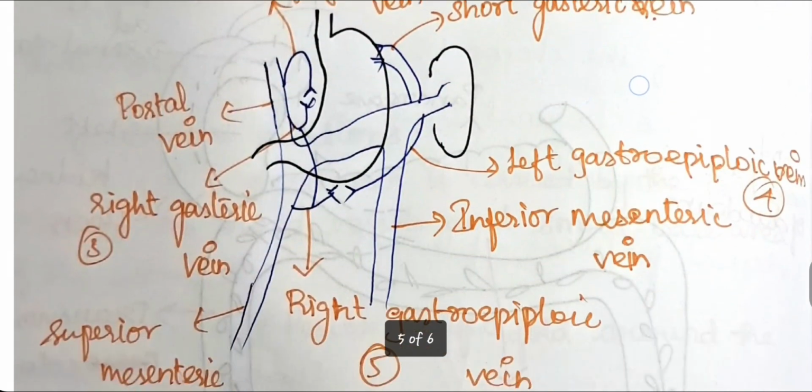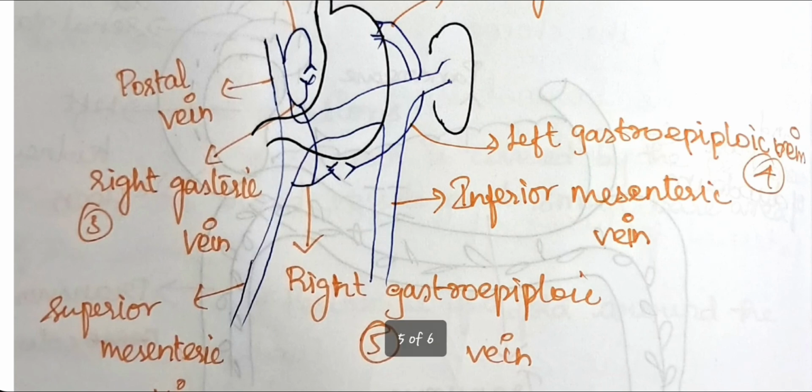Coming to the venous drainage. Somewhat the venous drainage is common with the arterial supply, but there are differences. The branches are not the same, not from the celiac trunk. So the first thing you are going to see is the portal vein. The portal vein is formed by the superior mesenteric vein and the splenic vein. So this is the formation of the portal vein.